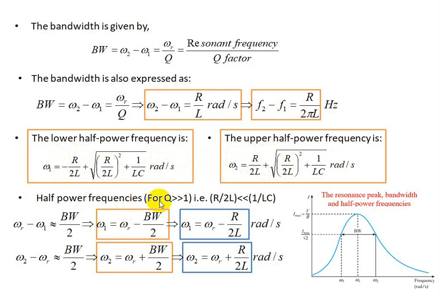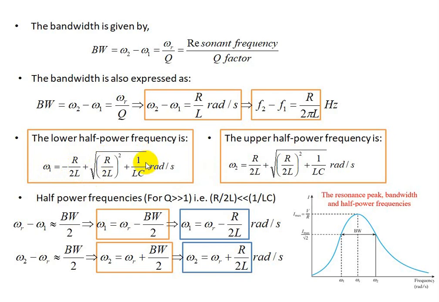Now consider the half power frequencies for Q greater than 1. When Q, the Q factor, is very much greater than 1, this term 1 by LC will be very much greater than R by 2L. Therefore, this term can be neglected in this equation, and similarly this term can be neglected in this equation. So this frequency omega 1 can be written as minus R by 2L plus under the root of 1 by LC.